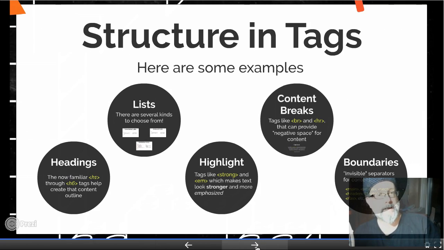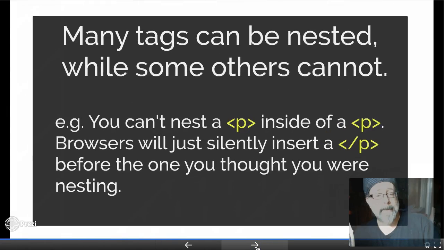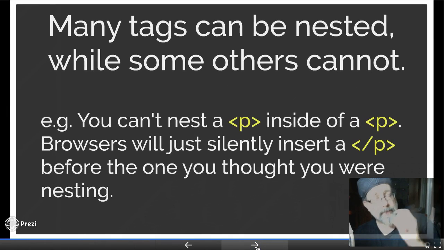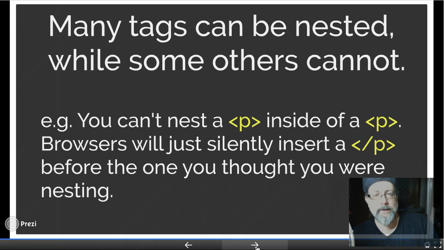So that's structure inside of tags. Now we're almost done, so hang in there. We're getting to the final bits that are going to make the difference here. A couple of important things that you should take note of. First is that many tags can be nested. Remember, I mentioned earlier that tags can be nested inside each other. You've already started to see that, where inside of your paragraph tags you would put a hyperlink tag, an A tag, and that is technically what we mean by nesting.